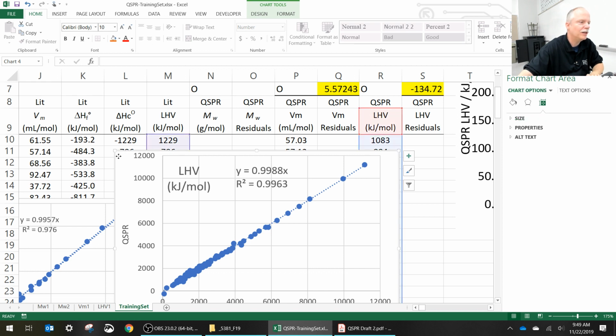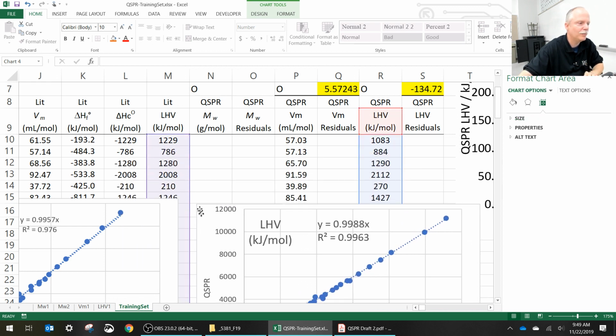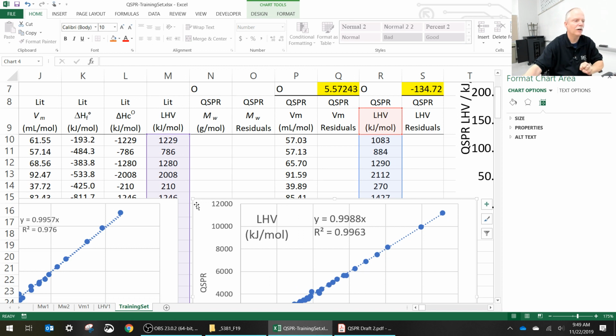So hopefully this, I guess we've got 1 minute left, let's sum it up. Hopefully this gets across to you the power of quantitative structure property relationships. Meaning you have some kind of structural parameter and you've got some kind of property and you can use statistics to join the two.